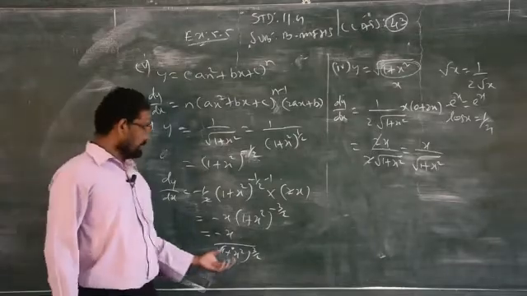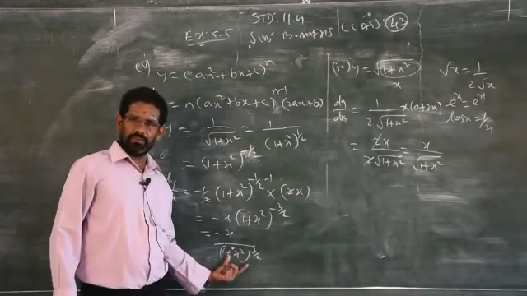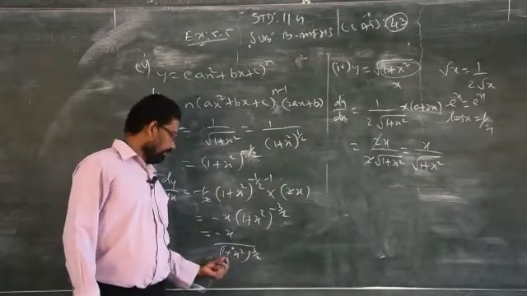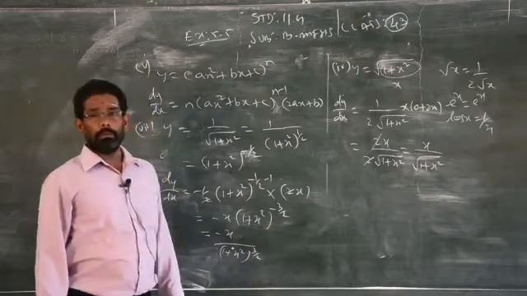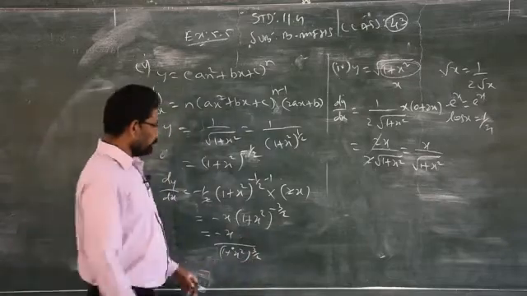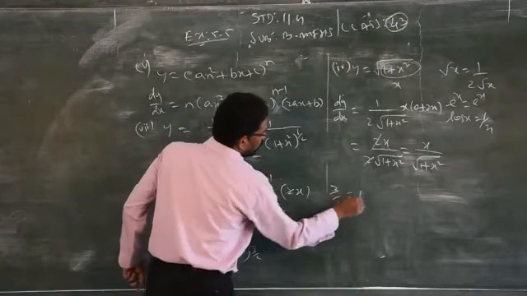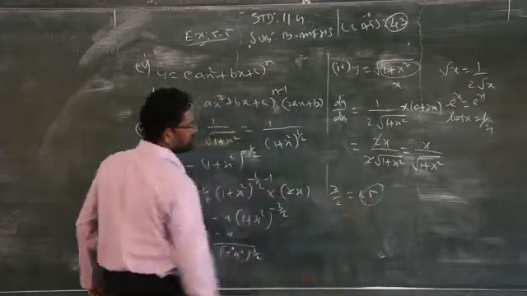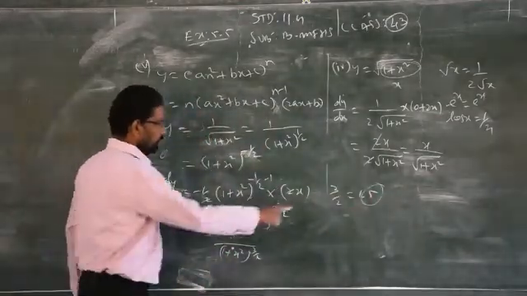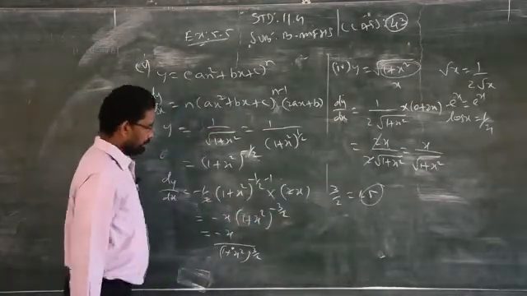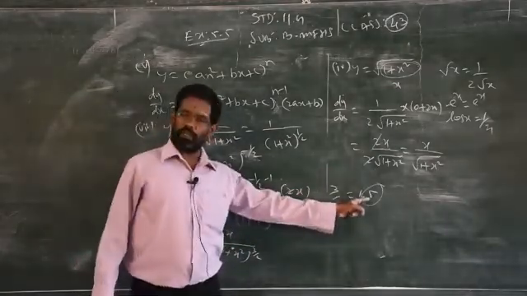In the book the answer is separated, but you can write it as it is. It doesn't matter. In the book it is given as (1 plus x square) into square root of (1 plus x square), because 3 by 2 is how much? 3 by 2 is 1.5. 0.5 stands for square root, 1 stands for without square root. Clear? So 3 by 2 is 1.5.